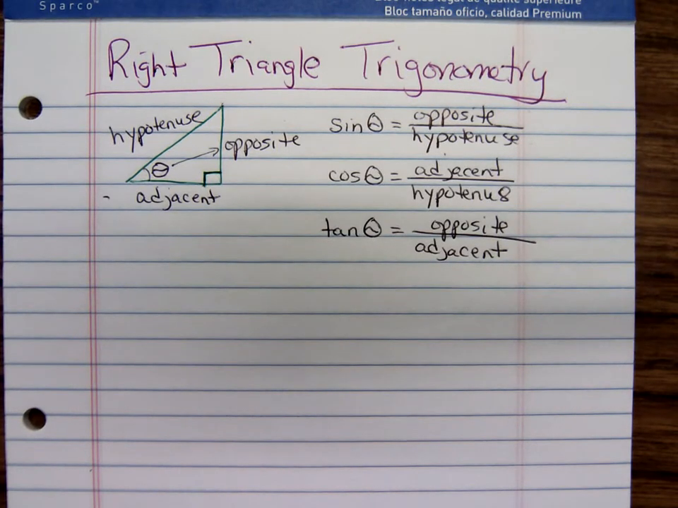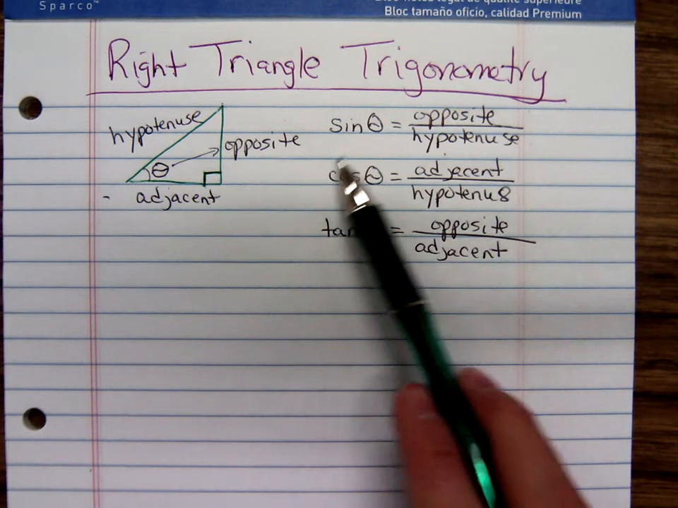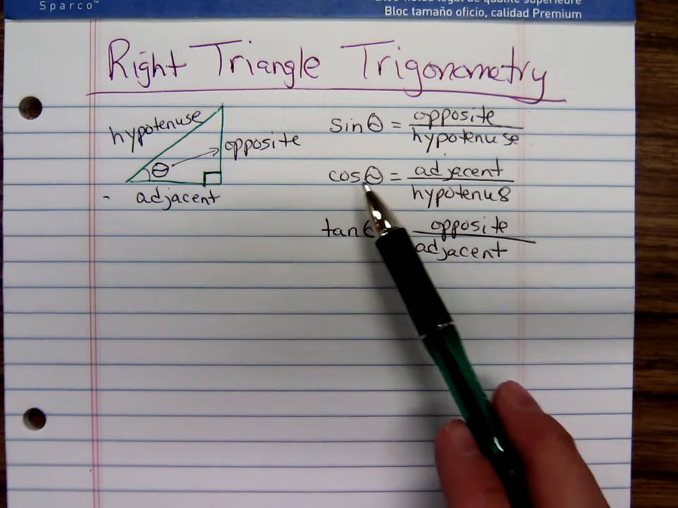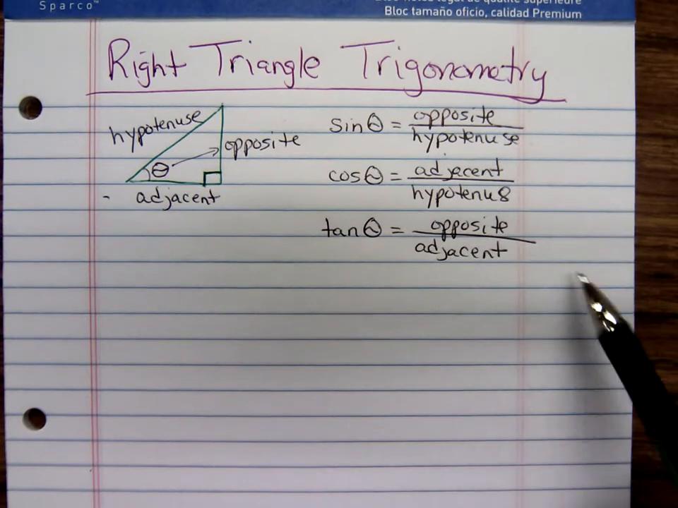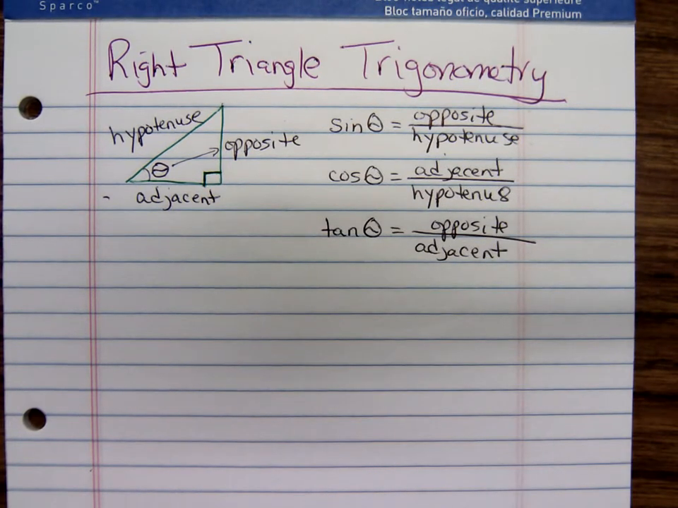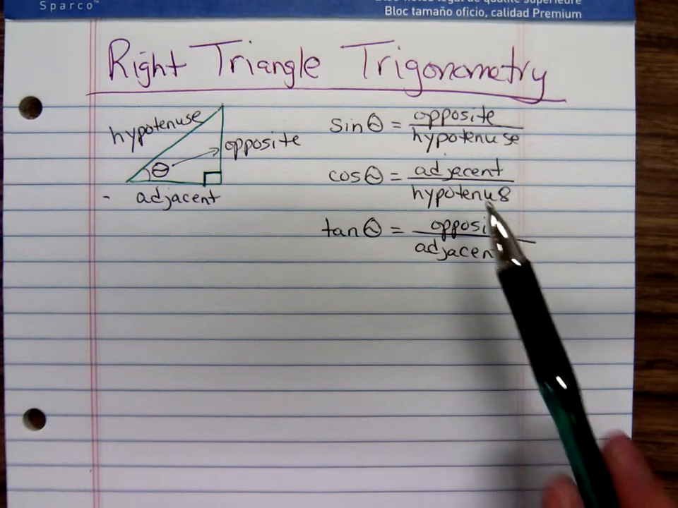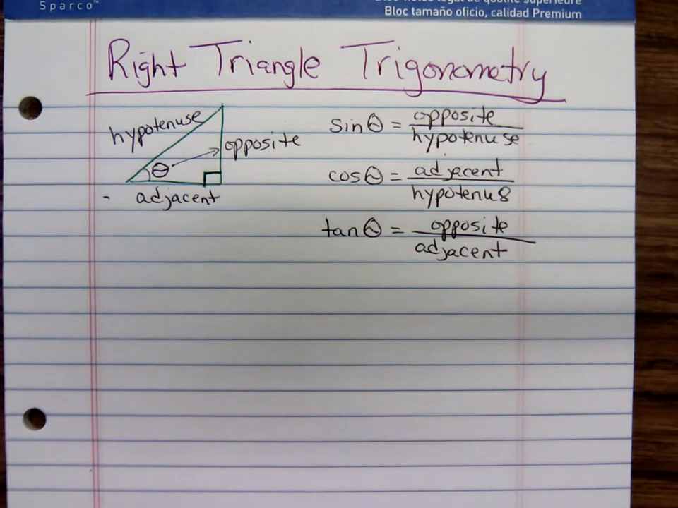Now for the other 3 trig functions, they're just the reciprocals. Cosecant would be hypotenuse over opposite, secant theta, hypotenuse over adjacent, cotangent, adjacent over opposite. But when we're working with right triangles, these are the 3, usually these are the functions you're going to use rather than the reciprocals.